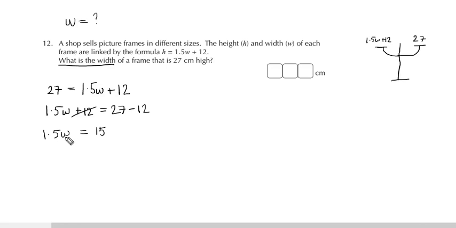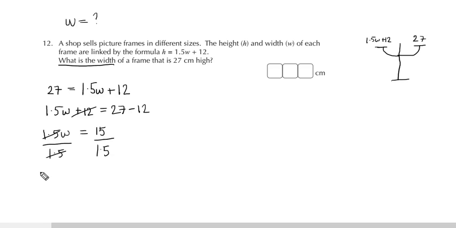Now I'm closer, but this w still isn't on its own. So how do I get the w on its own? Well, 1.5 times w, if I divide that by 1.5, I'm going to get the w on its own. If I divide this by 1.5, I have to divide this by 1.5 as well. This is 1.5 w divided by 1.5, and 15 divided by 1.5. I can just cancel these out. 1.5 times w divided by 1.5 leaves me with w, and that equals 15 divided by 1.5.